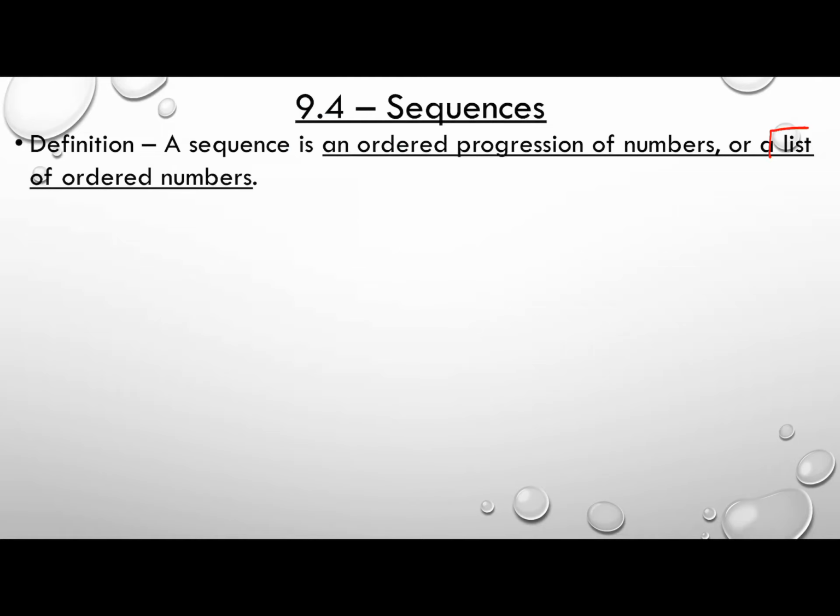It's just a list of numbers. So obviously they're going to have some kind of relationship. There will be some kind of pattern to the sequences that we're going to be looking at. So it's a list of numbers, the easiest way to think about it.